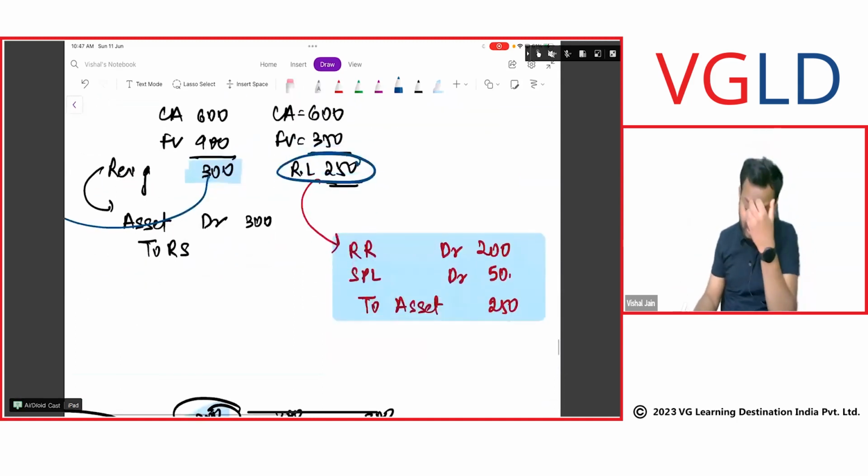So what will I do? This 250 revaluation loss, I will adjust with revaluation reserve to the extent there is a balance. Any excess will be transferred to P and L. Clear, Nishan?